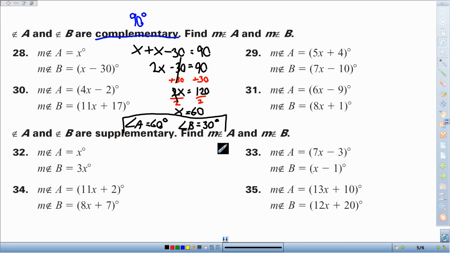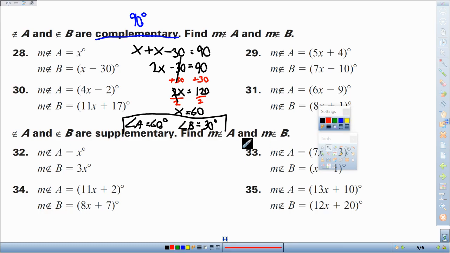All right, one thing I want to point out, I found out that angle A was 60 degrees. I could have found out that angle B was 30 degrees without even looking at it because I know that these are complementary angles. They add to 90. If this is 60, I knew this had to be 30. I wouldn't even have to do the math. Okay, start using those shortcuts.